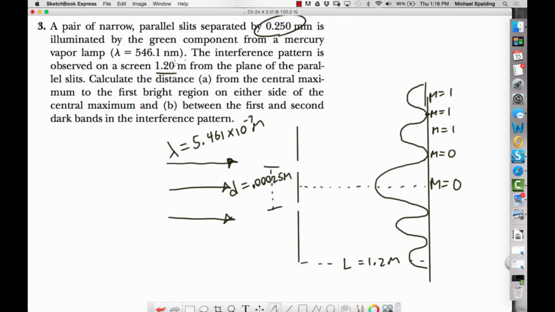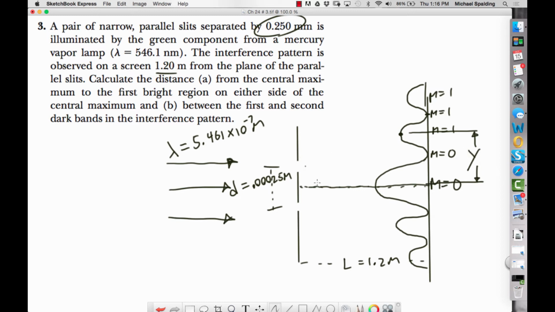Now, first question. The interference pattern is observed on the screen. Bright, dark, bright, dark, bright, dark. The screen is 1.2 meters away. Calculate the distance from the central maximum to the first bright region on either side. So let's just go to this guy right here. So here's the first bright region. What it wants us to figure out is this distance right here, which we're going to call y.